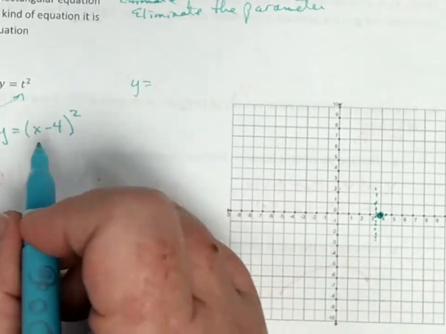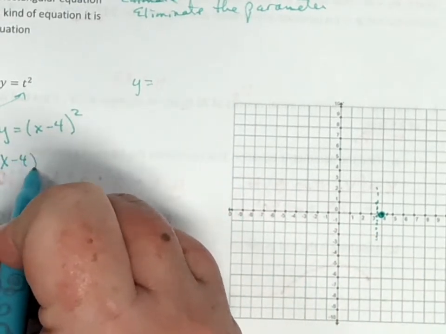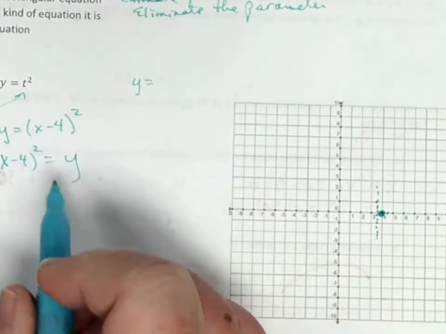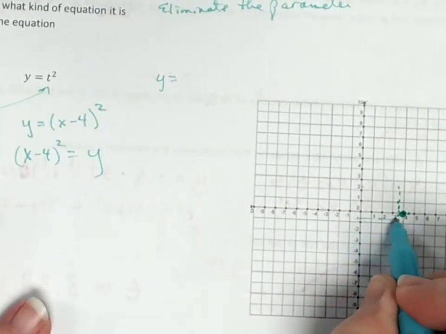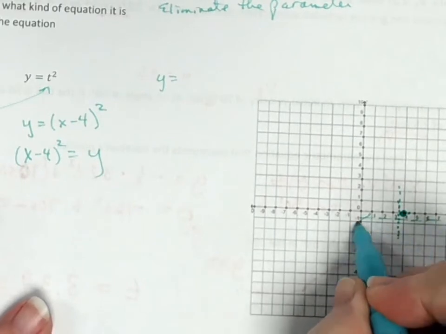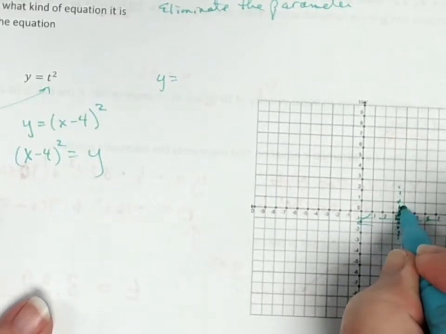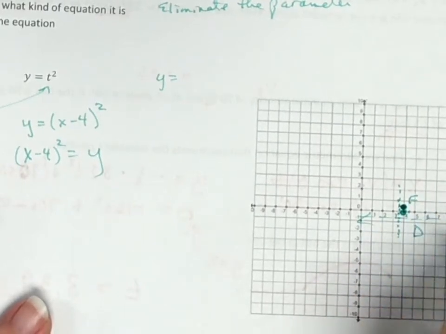Oh, my bad. Let's rewrite it as x minus 4 squared equals y. That way we know that this one's supposed to be vertical. I drew that badly. My bad. There is my directrix, and here is my focus above.